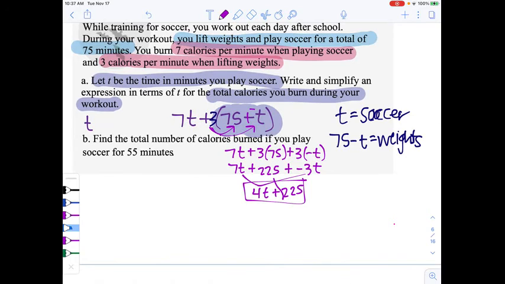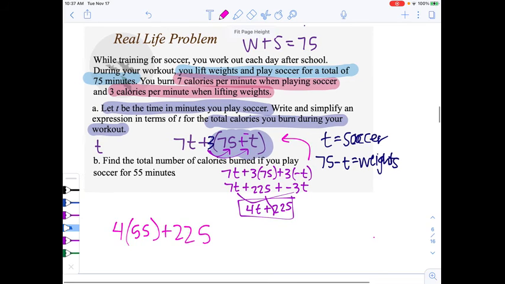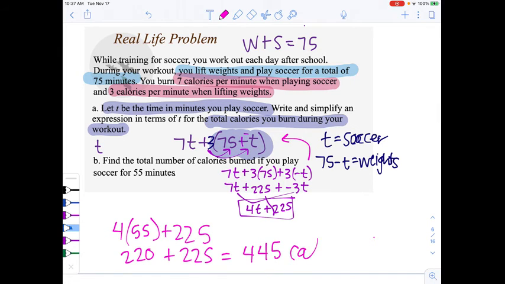Then it says find the total number of calories you burned if you played soccer for 55 minutes. So now I'm just going to plug in 55 for T and solve. You could also plug it into our unsimplified expression and you get the same thing. 4 times 55 is 220. And then plus 225 leaves us with 445 calories.